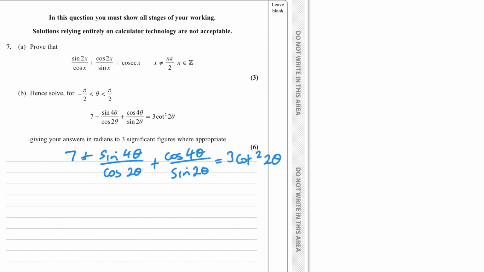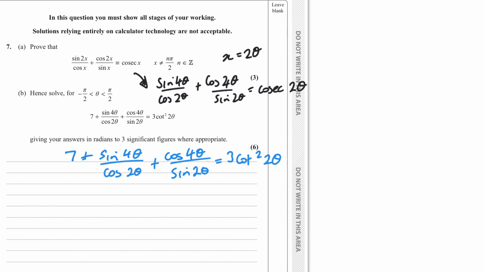So let's have a look. We want sine 4 theta over cos 2 theta, so essentially x is going to be 2 theta. If I take this original one here, sine 4 theta over cos 2 theta plus cos 4 theta over sine 2 theta, that's going to be equal to cosec 2 theta, because we've got x being equal to 2 theta in there. So that's what we can initially replace in here.